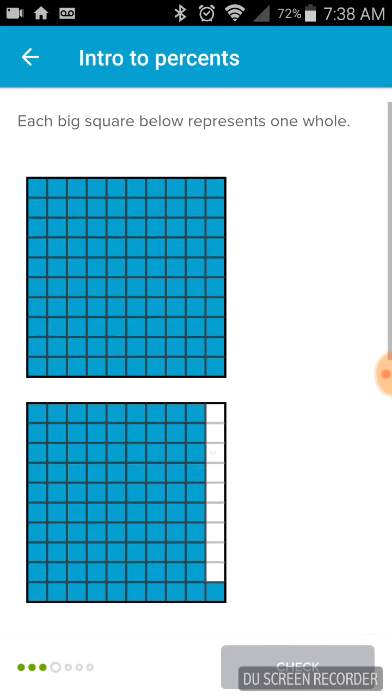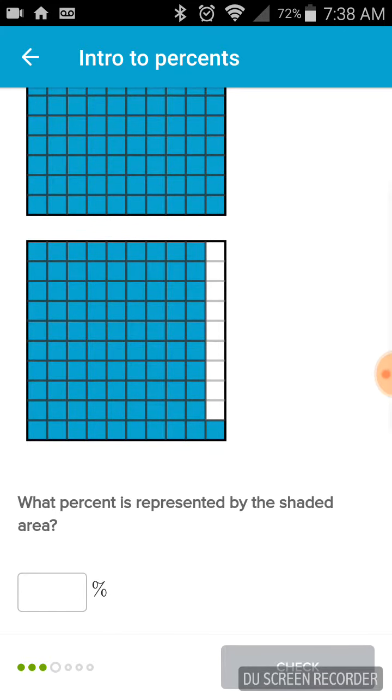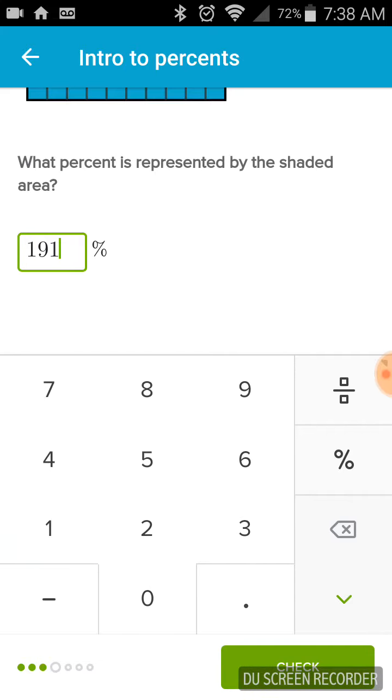And so here's another one, 100. So if we think backwards, this is another 100. If there's only one on this last row, that means nine are gone, so it would be 91. So 191%, almost 200%.